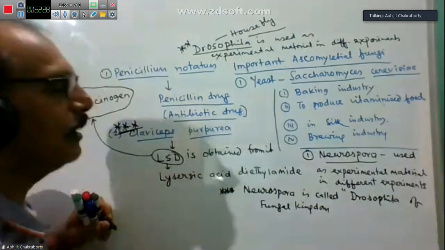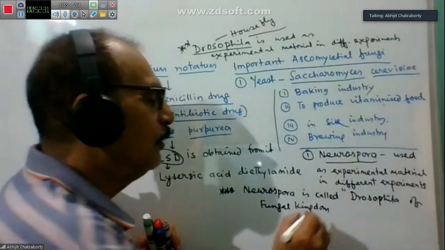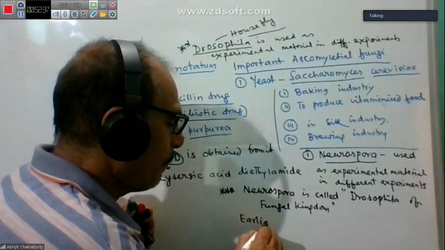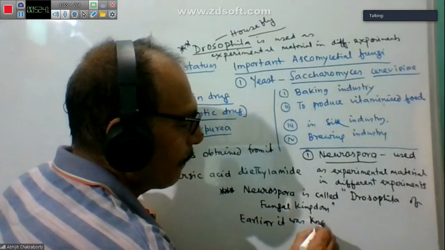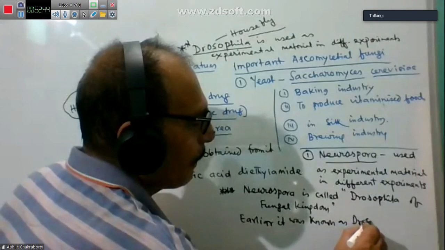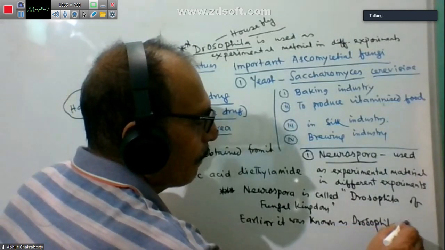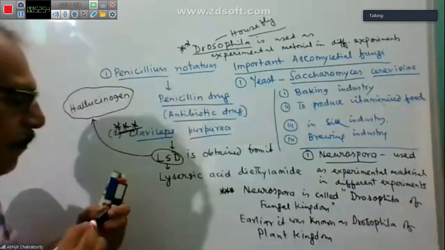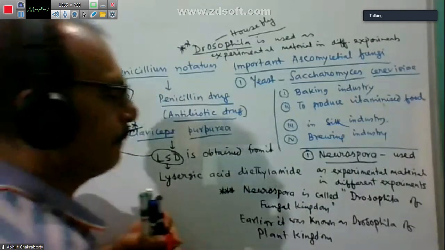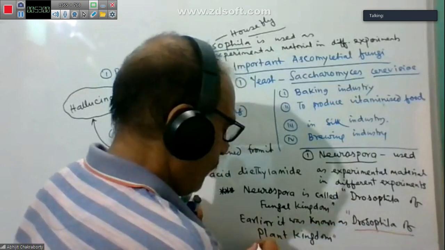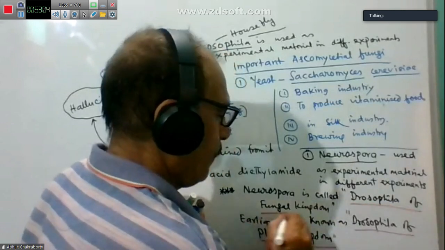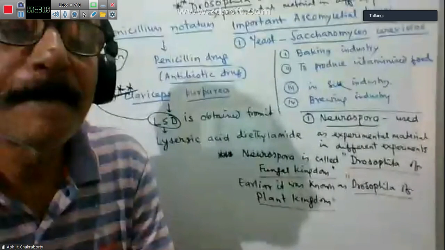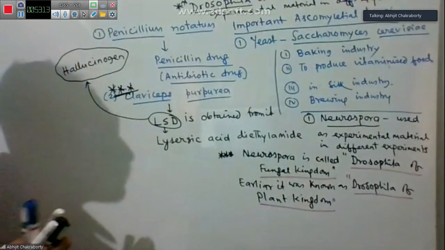Earlier fungus was under plants, then it was called the Drosophila of the plant kingdom. Now you see it clear now?